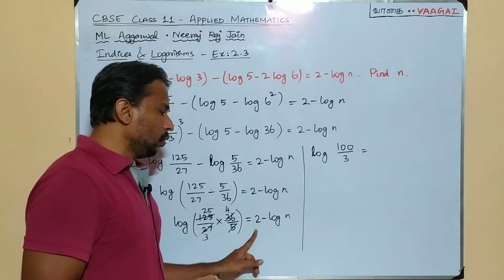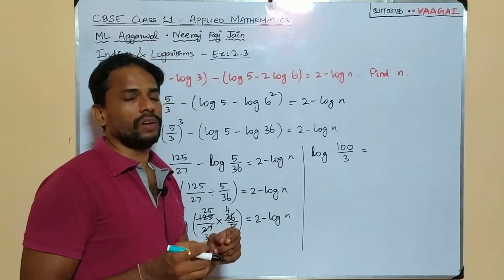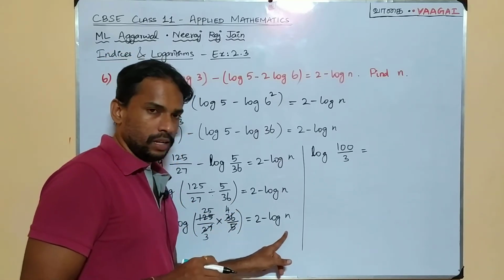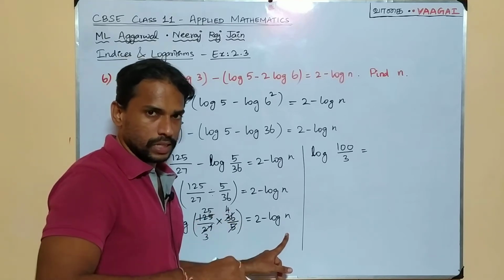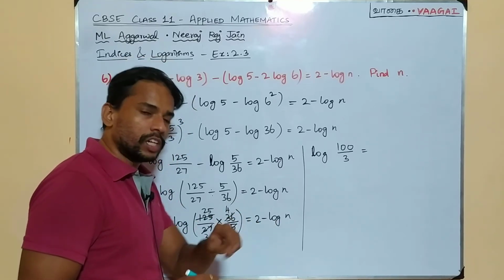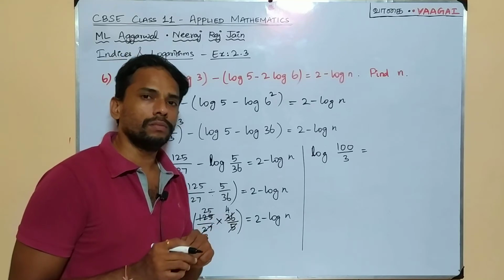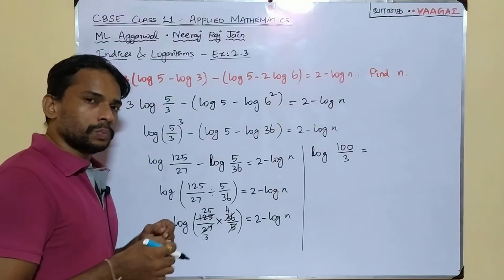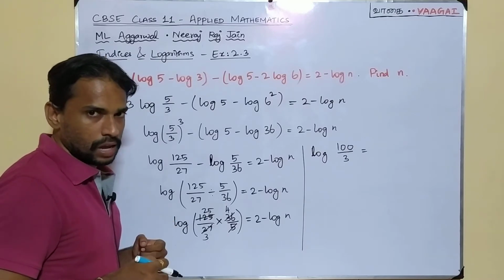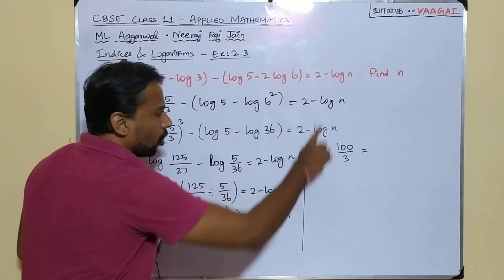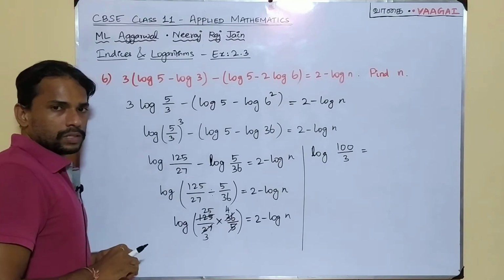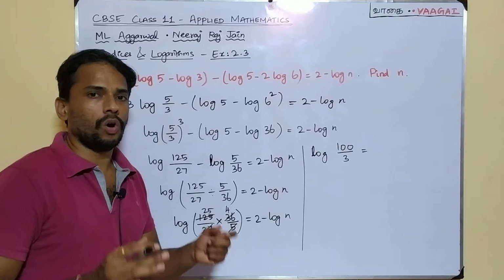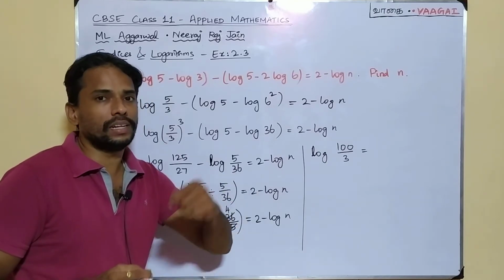Right hand side we have 2 minus log n. Now here is where we should be very careful. See the right hand side, we have 2 minus log n. So what we can do is write this 2 also in terms of logarithm. How can that be written? Let's try to express the 2 itself as a logarithm. Before that, look at all these logarithmic expressions. They are all simply logs, which means they are all common logarithms, with base 10.